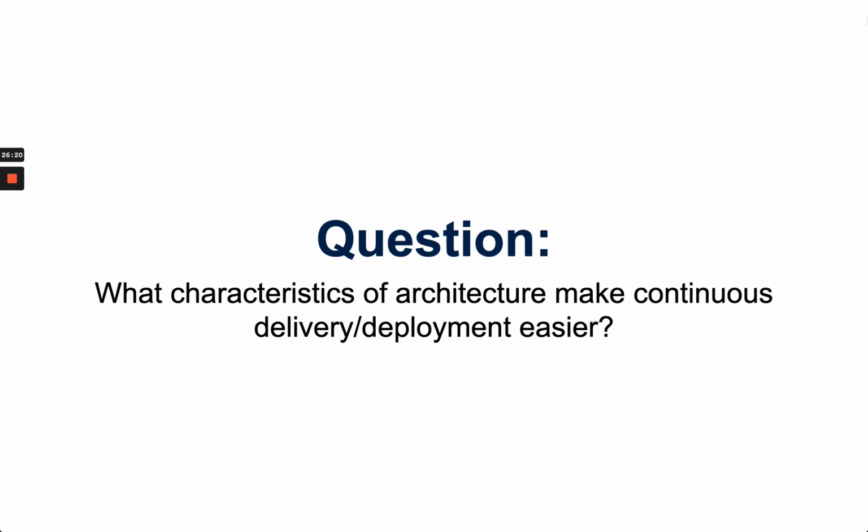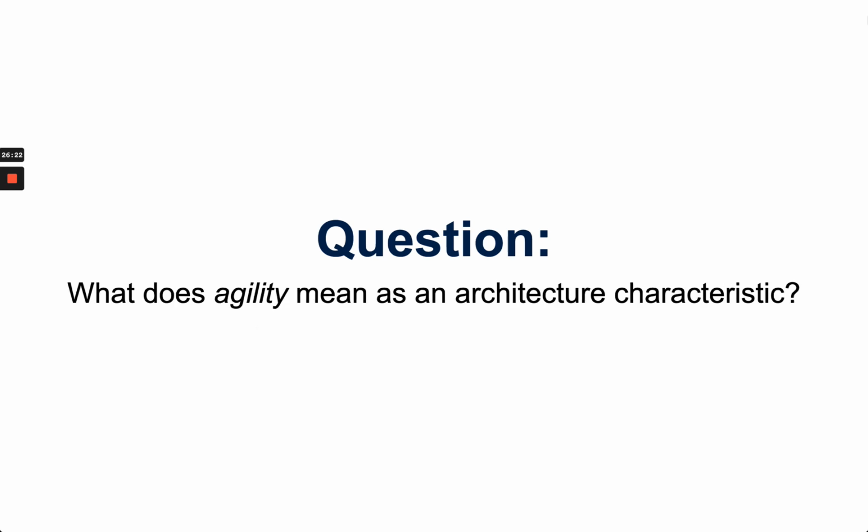So let's talk about agile architecture, because that's really the essence here: what we want is an agile architecture that allows us to do continuous delivery. But here's the problem with agility as an architectural characteristic. One of the points that we make in our Fundamentals of Software Architecture book is that architecture characteristics really should be objectively measurable. And what is the objective measure of agility?